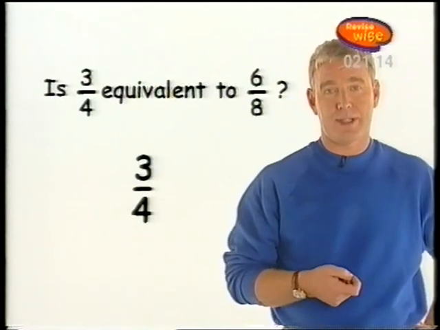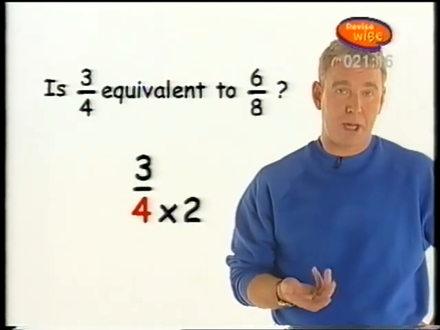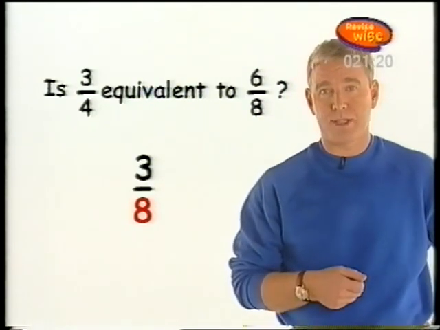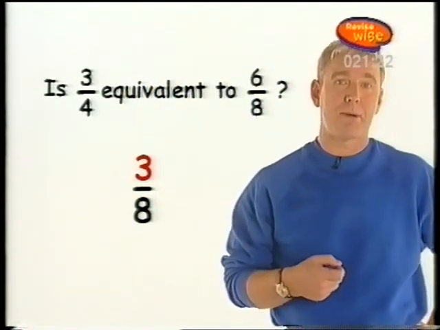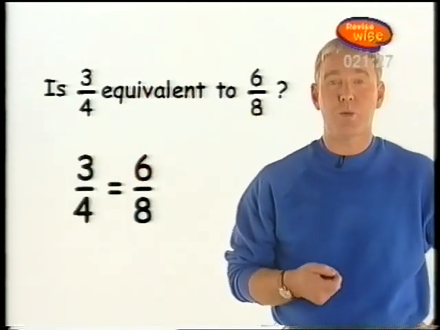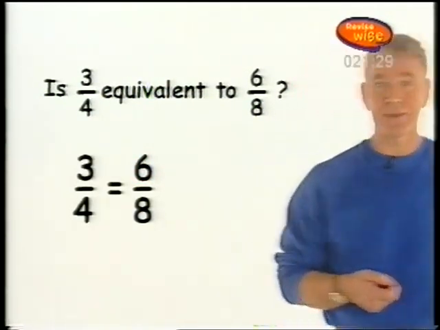The denominator of 3/4 is 4. Multiply it by 2 and the denominator becomes 8. The numerator of 3/4 is 3. Multiply it by 2 as well, and the numerator becomes 6. So 3/4 is equivalent to 6/8.